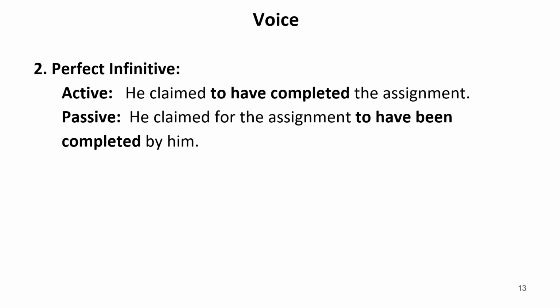He claims to have completed the assignment. So the sentence can be converted like "he claimed for the assignment to have been completed by him." So for this, what we can say, the assignment, this is the object that has to be taken on the subject place. So for that, we need a preposition, that is "for." So he claimed for the assignment to have been completed by him, because he is the subject that has to be taken on the agent or the object place with the preposition "by." So this is "by him." So this is how we convert an infinitive sentence into passive voice.